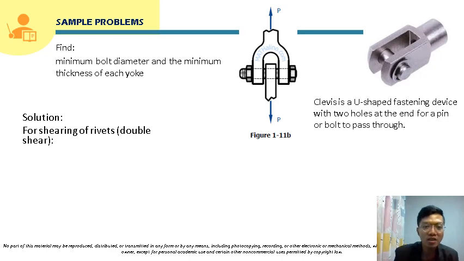So, for the shearing of rivets, the allowable shear stress is given in the problem, and the formula for shear stress is equal to shear force over the shearing area. As you can see here, if you apply load P here and load P here, this bolt will have a double shear, because the tendency is that it will be torn at this part and at this part. So there will be a double shear here.